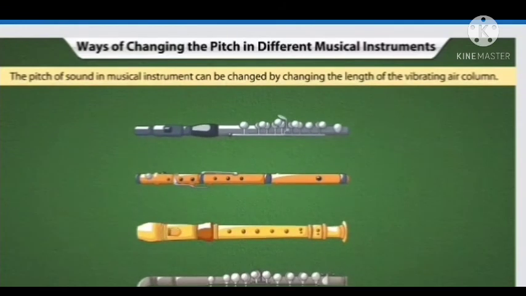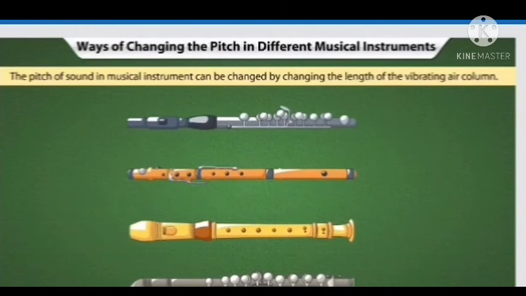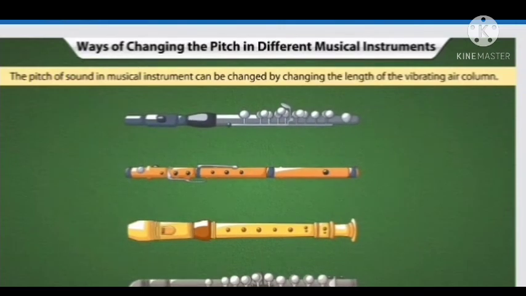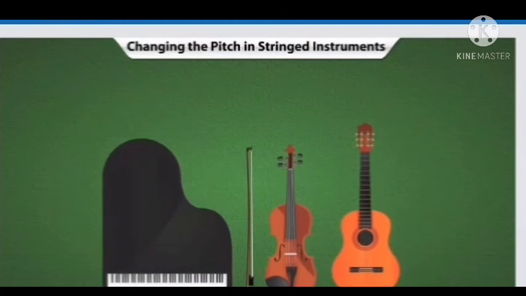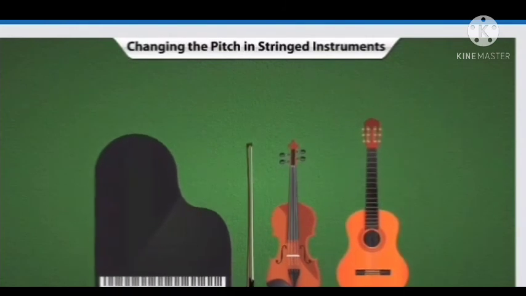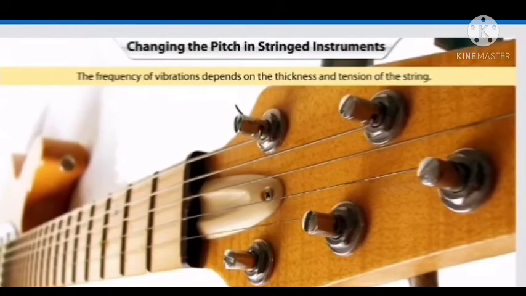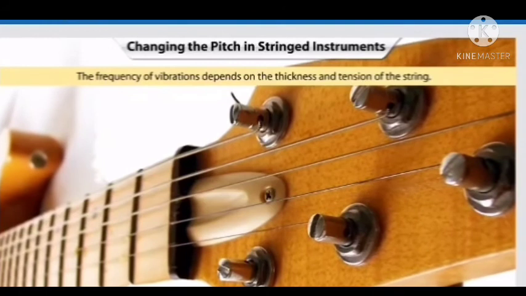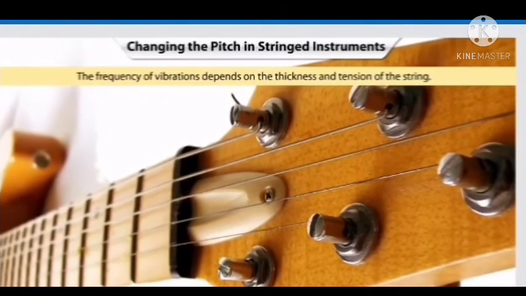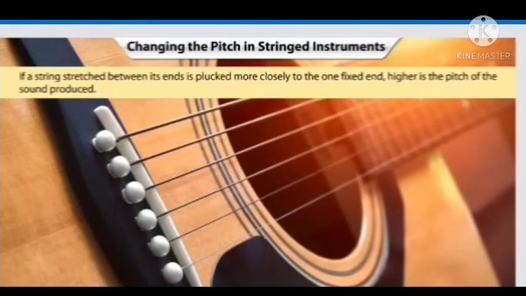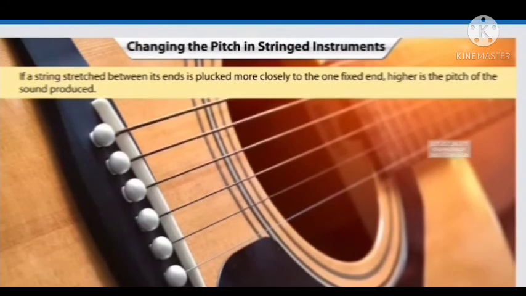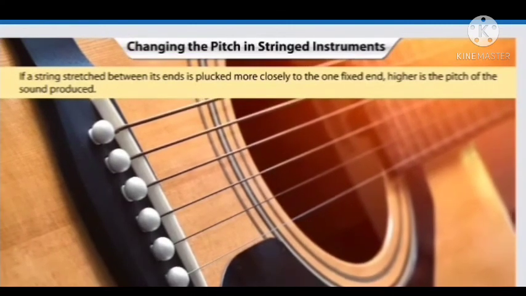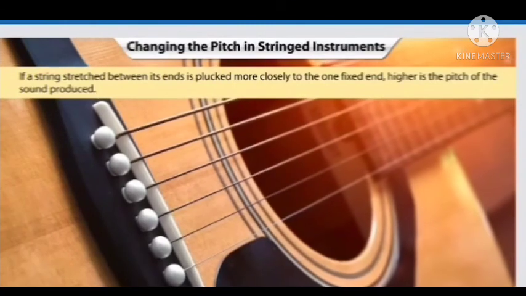In musical instruments, we can change the pitch of sound by changing the length of the vibrating air column. Let's see the ways of changing the pitch in different musical instruments. Instruments like piano, guitar, and violin have several strings of different thickness and tension. The frequency of vibrations depends on the thickness and tension of the string. High pitch is obtained by vibrating the string under high tension or vibrating thin strings. The pitch of sound in string instruments also depends on the place where it is plucked. If a string stretched between its ends is plucked closer to one fixed end, a higher pitch of sound is produced.